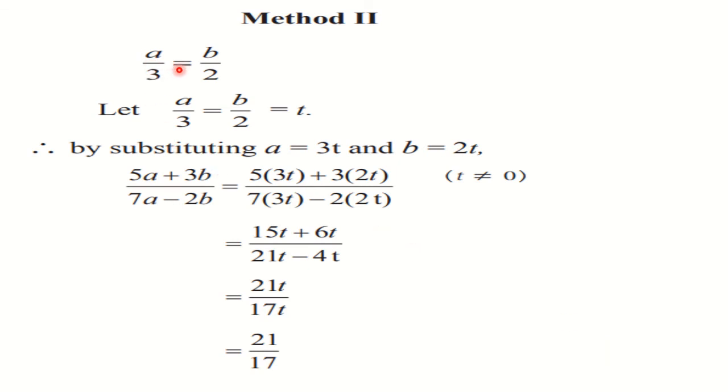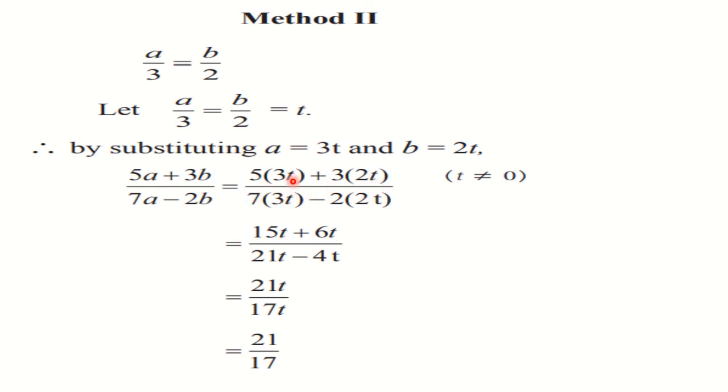So a upon 3 is equal to b upon 2, that we will take as some constant. Now here letter t is taken. You can take any letter as I have said. So a is going to become 3t and b is going to become 2t. Then write down the question and replace a by 3t and b by 2t.